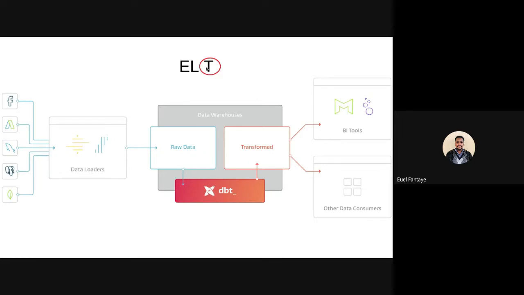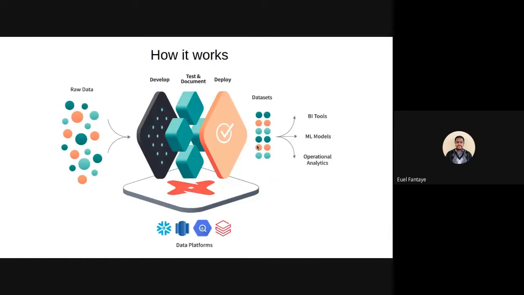So what DBT does in the ELT pipeline is the T part: it transforms your data. Functionally, this is all that DBT means. From your data warehouse you can transform your data and prepare it. How DBT works is that you have raw data, and DBT allows you to develop with all of the software engineering practices, for example version control, CI/CD, and repeatability testing, that can all be implemented in DBT. That's what makes DBT more attractive than other transformation tools, and then you can prepare your data sets for many consumptions.